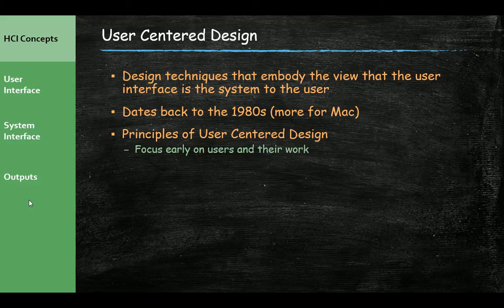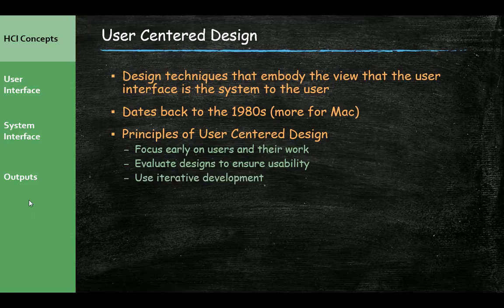It focuses early on users and how the users use the system, so we design around how the users are going to interact with the system. And that was really, if you think about it, why we did those use case diagrams. That really helped us brainstorm how the user is going to use the system. It evaluates designs to ensure that you have a very high level of usability, and we'll talk more about usability in a little bit. And we use iterative development, of course, so that we're letting users test the system, making sure that the user interface works with the system.